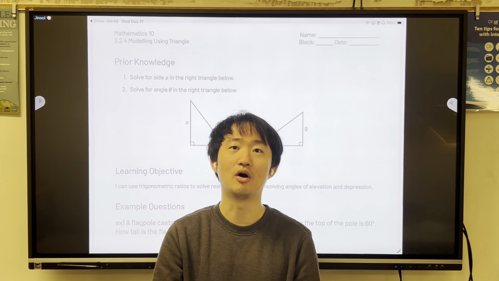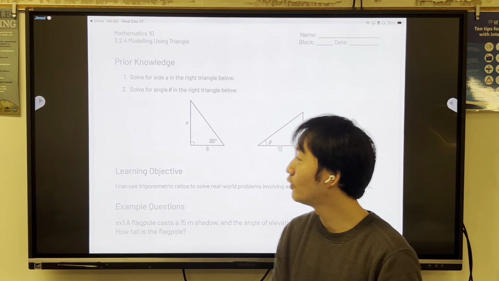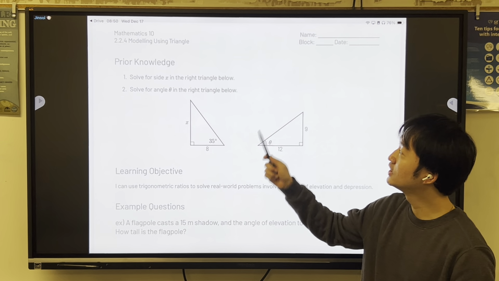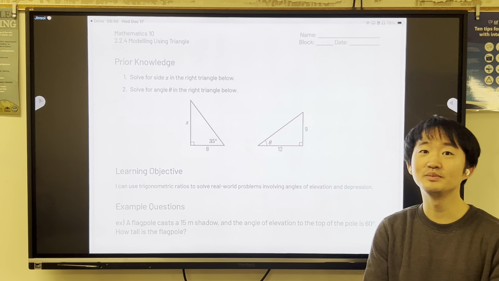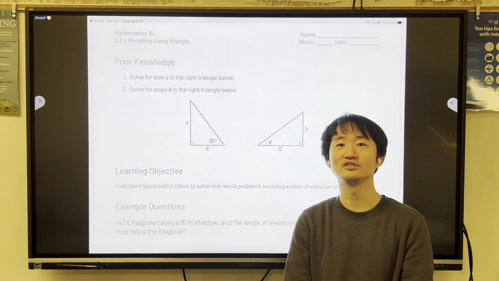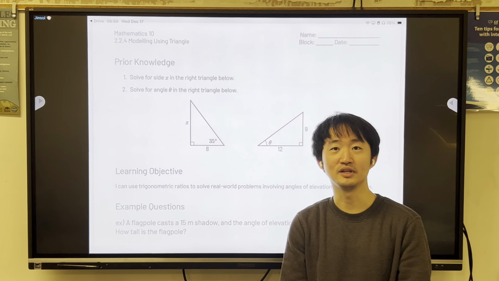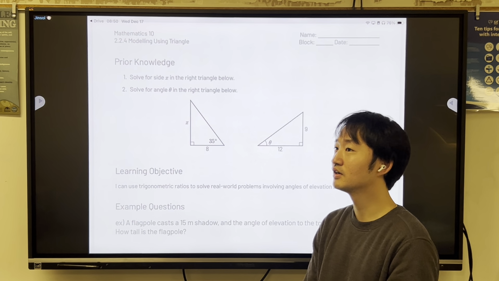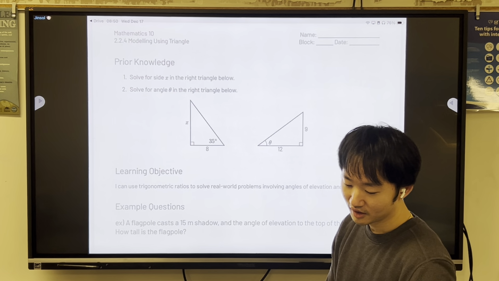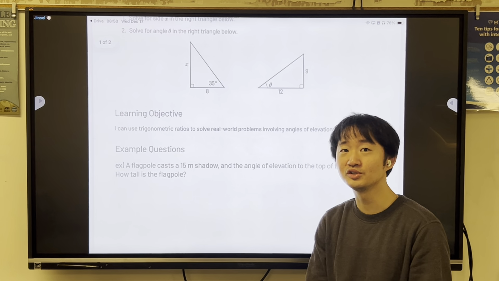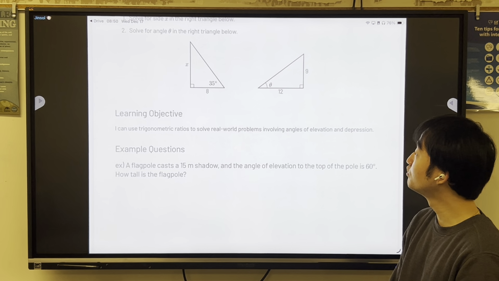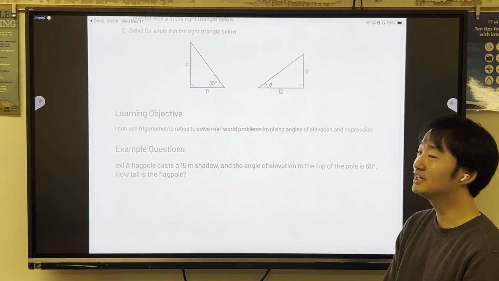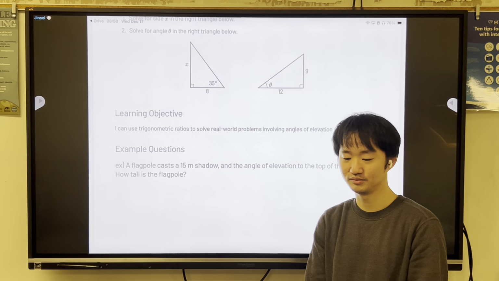Today we're going to talk about modeling using triangles. Before we start the lesson, there is some important knowledge that we need to have. You need to be able to solve for the unknown side of a triangle, and you also need to be able to find the unknown angle of a triangle given some sides. After this video, you'll be able to use the trig ratios to solve real-world problems involving the angle of elevation and depression.